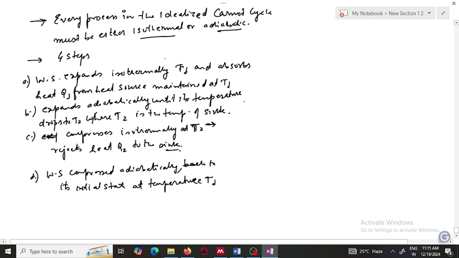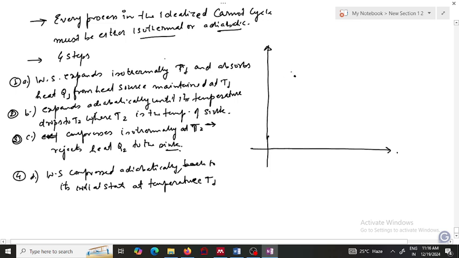So if I have to represent it on a PV plot, I should write it better: 1, 2. I'm writing it as process 1, then 2. This is my process number 3, and this is my process number 4. In the first process, the working substance is expanded isothermally. Whenever there is an isothermal expansion, it has to be via absorption of heat from some source. So I know the first process will be explained by an isotherm, with some variation like this.